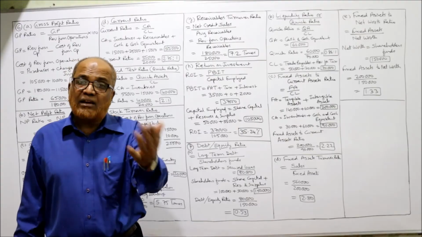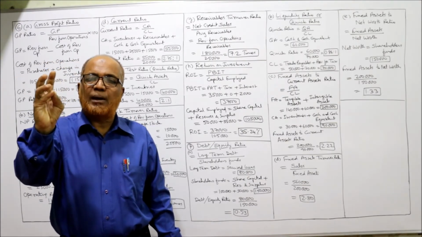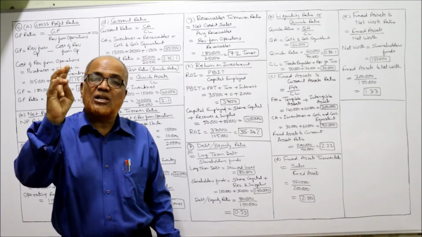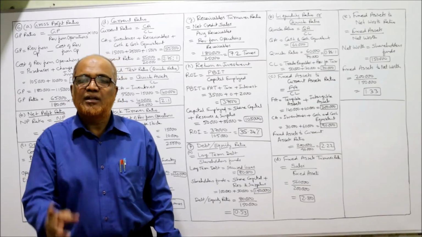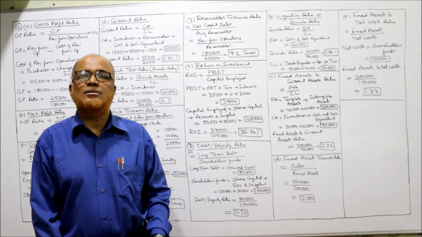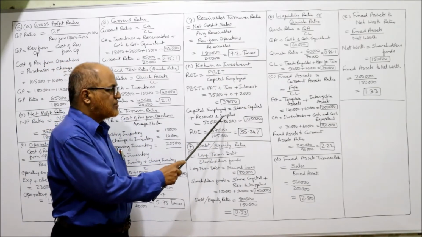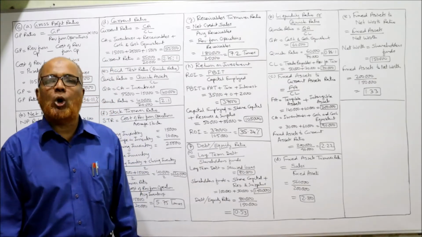Otherwise, the full meaning of capital employed is equity share capital plus preference share capital plus reserves and surplus plus long-term debts minus fictitious assets. This is the complete list of items that come under capital employed. But in our present problem, it is share capital plus reserves and surplus: 50,000 plus 55,000, 1,05,000 is the capital employed.